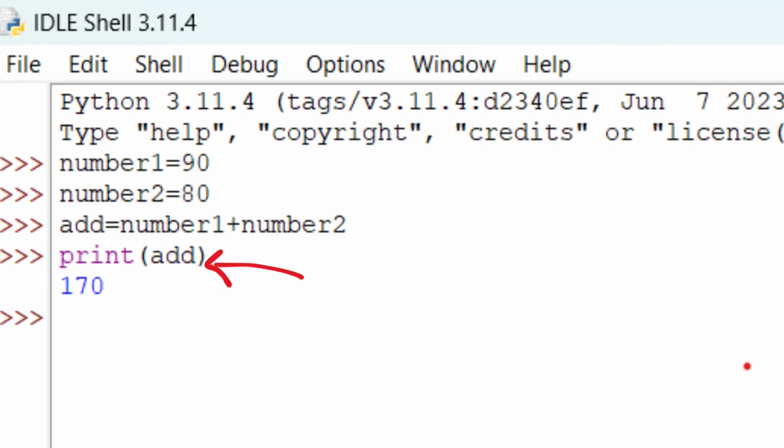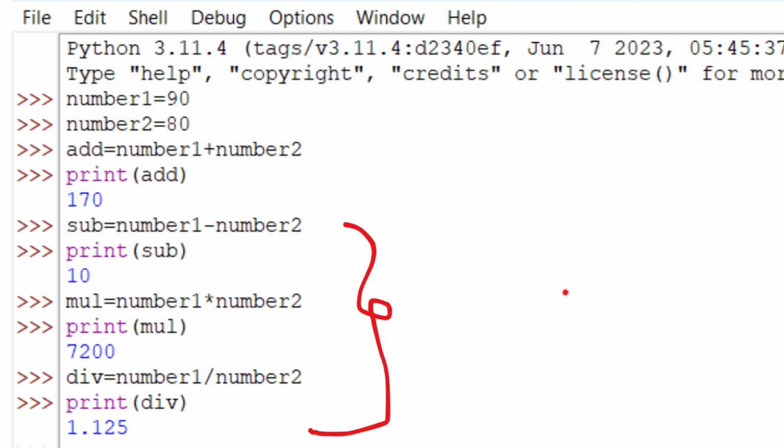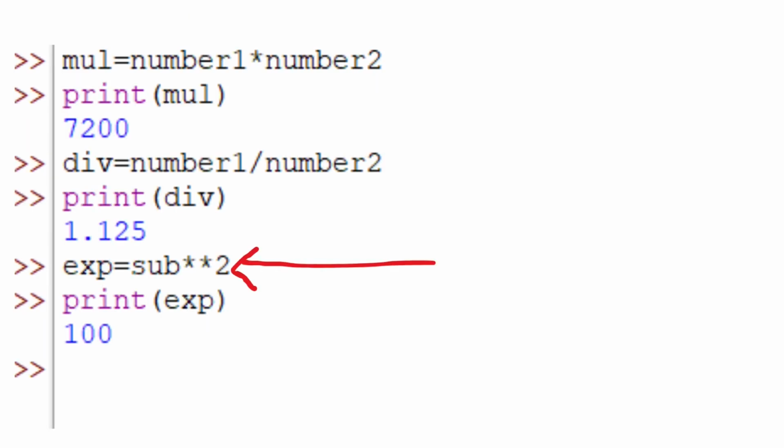Likewise, with subtraction I have given and printed the output, and with multiplication and with division, all that follows. And when it comes to exponential, I have used the variable subtraction exponent 2. So the output of subtraction we get is 10. So 10 exponent 2 means 10 square, which is equal to 100. So yes, this is it.